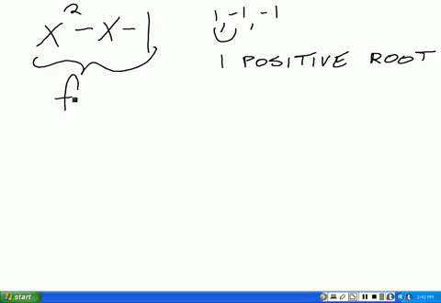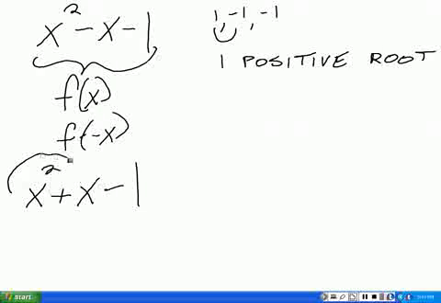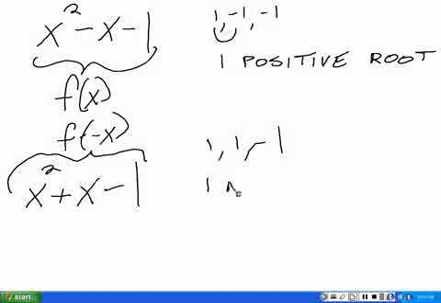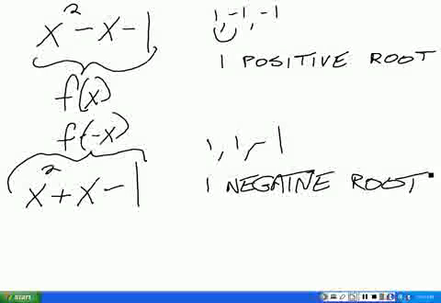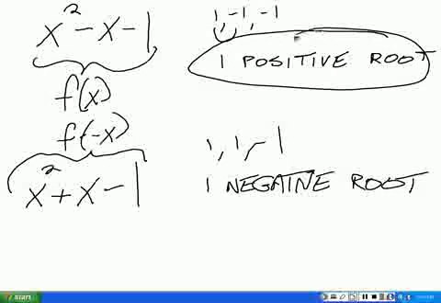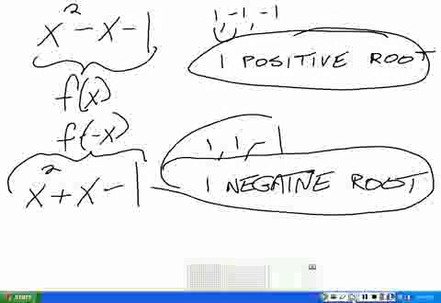But if I call this f of x, I also need to take f of -x to get an idea of what's going on with the negative roots. Of course, there are other things. For example, if you know it has one positive root, you could use the fact that complex roots come in pairs. But let's assume that we don't know that at this time. So I'm just going to take f of -x, which is this. This has one sign change, right, because the coefficients are 1, 1, -1. So I get 1 negative root. So Descartes' rule of signs says that we have exactly one positive and one negative root.